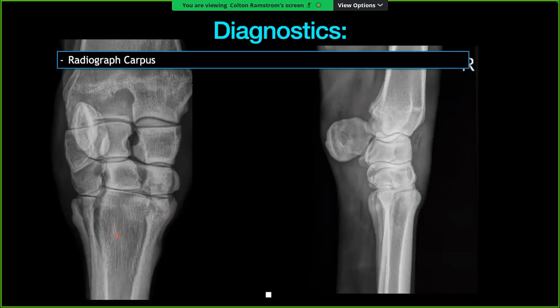So, kind of a subtle finding, but I do like to look at these when we're looking at enthesopathies of the proximal suspensory ligament. Lateral projection, really not that exciting. Maybe there's a little bit of sclerosis here on the palmar cortex, but that's pretty subjective.